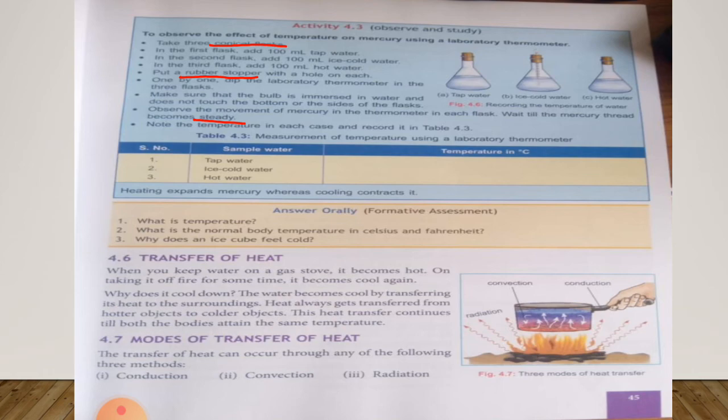Now here you can see modes of transfer of heat. The transfer of heat can occur through any of the following three methods. So there are three methods from which transfer of heat can occur. Number 1, conduction. Number 2, convection, and number 3, radiation. So we will study about these methods in the next class.